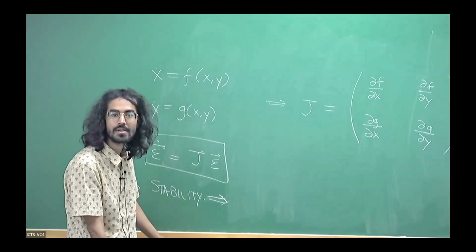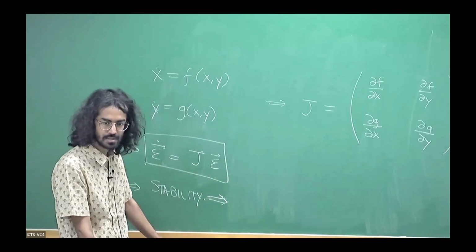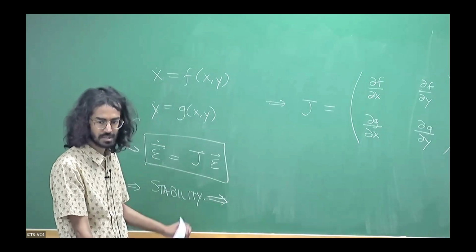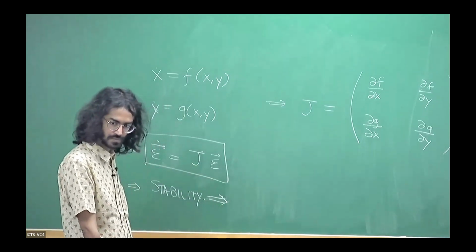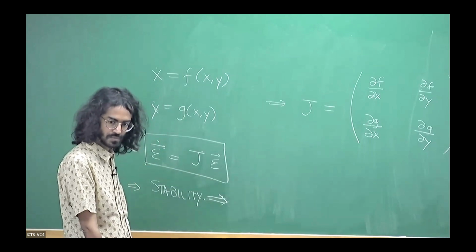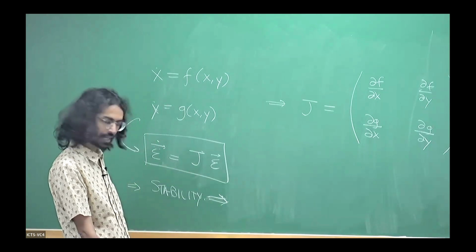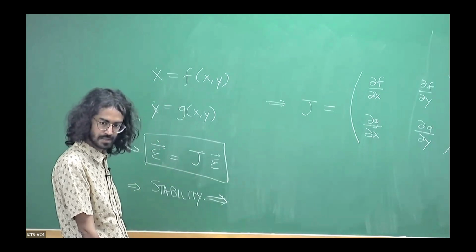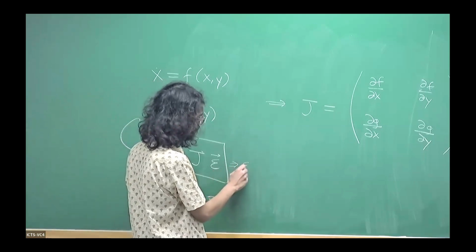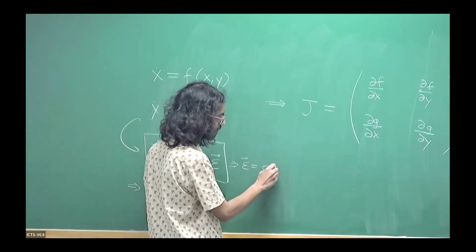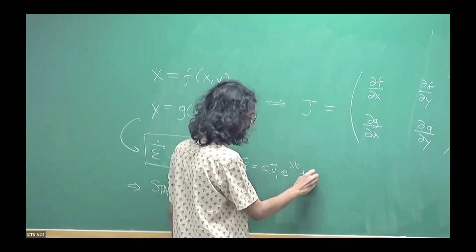Sorry? Magnitude should be smaller than 1. Why should the magnitude be smaller than 1? What's so special about 1? Okay, so if it's smaller than 1, it will decay. If it's 1, it will stay the way it is, and if it's greater than 1, it will grow up. Why? Because the solution would be e to the power. Yeah, so your epsilon will be something that's e to the power what? Eigenvalue. Something like that, right?